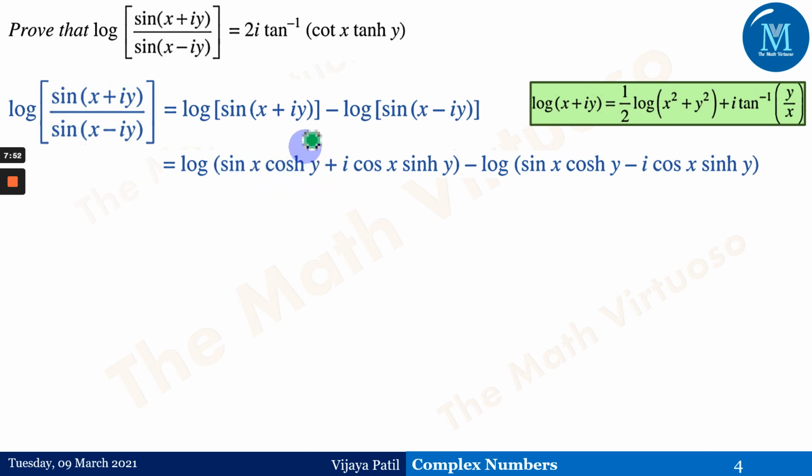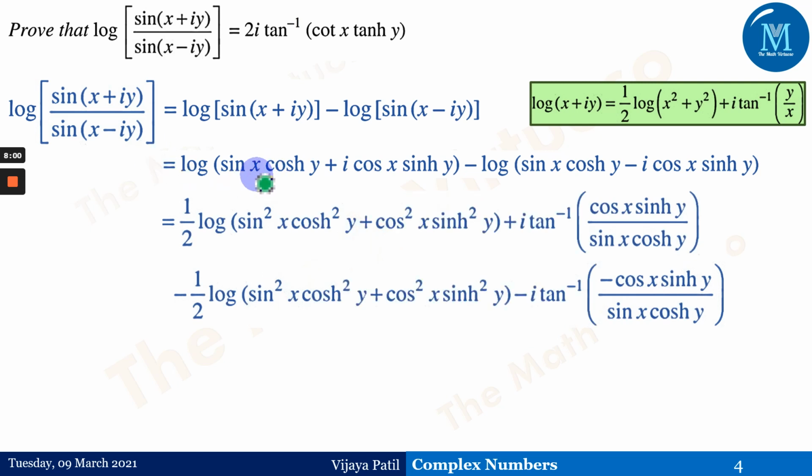So cos ix, cos iy will give you this relation we have got because of the hyperbolic function. After making this log and applying it for the first function as well as this function, we are going to get something like this.